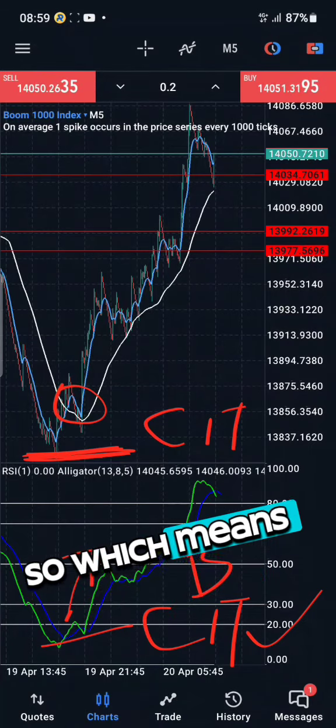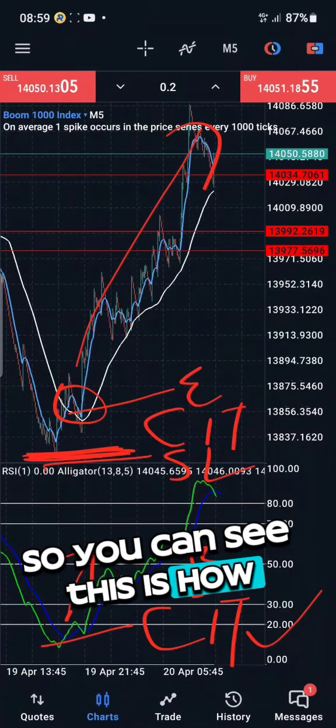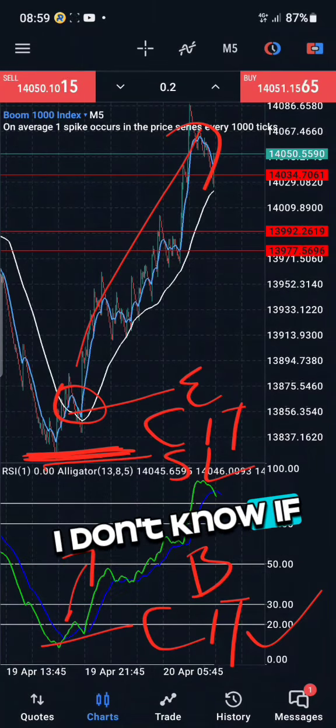So which means this side should be our entry point, and here should be our stop loss, where we put our stop loss. And this actually went up. It went up in our favor, which gives us more opportunity to buy from here. So you can see this is how you can trade successfully. I don't know if you are getting this.